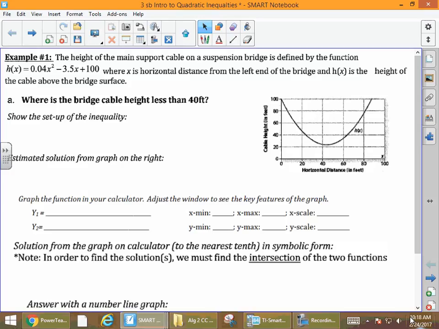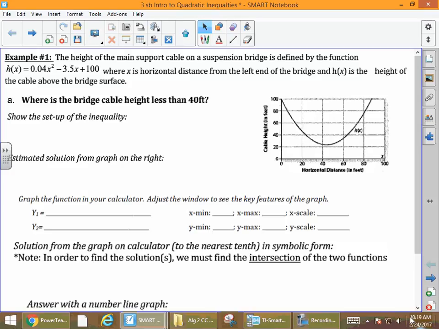It says the height of the main support cable on a suspension bridge is defined by the function h of x equals 0.04x squared minus 3.5x plus 100, where x is the horizontal distance from the left end of the bridge, and h of x is the height of the cable along the bridge surface. So here's another example of where you might see quadratics in your life outside of school. And the first question says, where is the bridge cable height less than 40 feet?